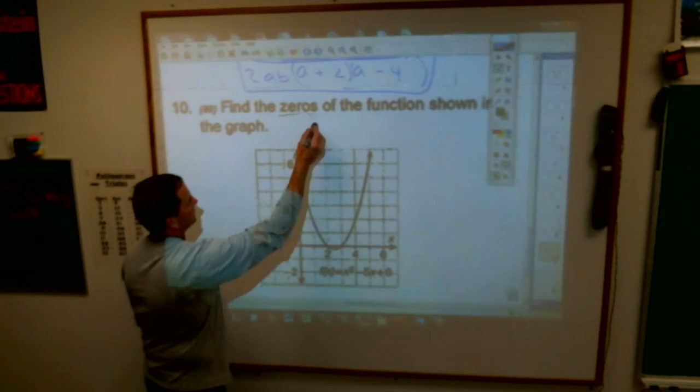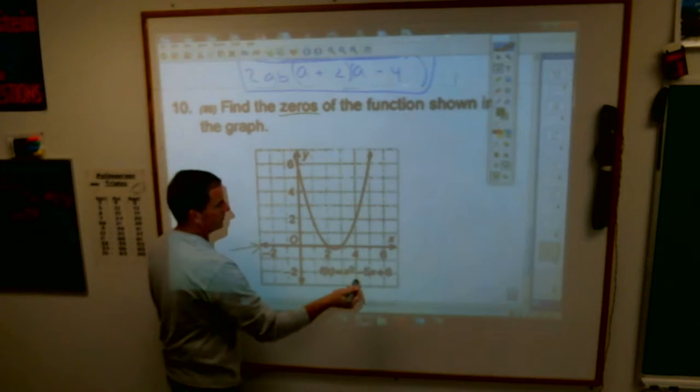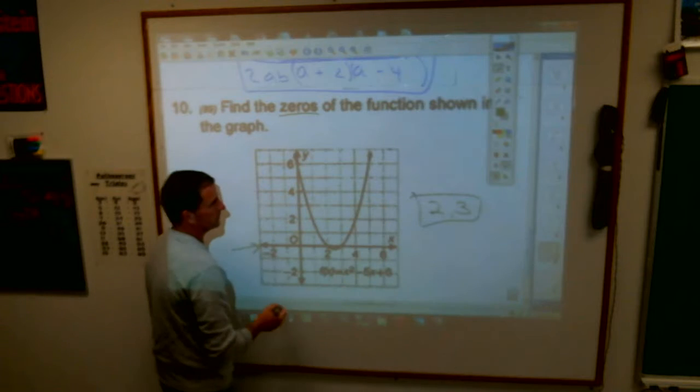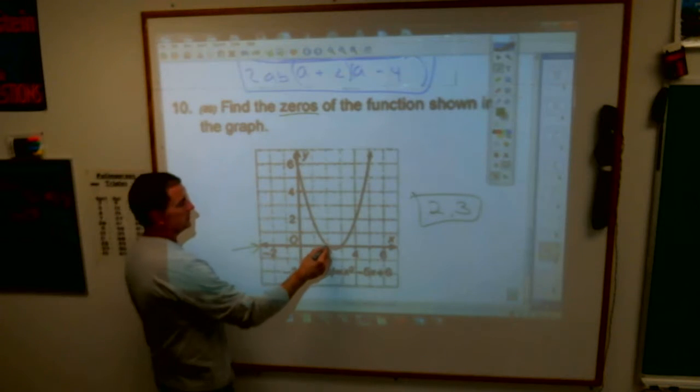This one, finding the zeros, that is just where it crosses the x-axis, and boom, it's already there, so I don't know what else you could get besides 2 and 3. And there's no math to do there, just look at the graph, find out where it crosses, the zeros, the answers.